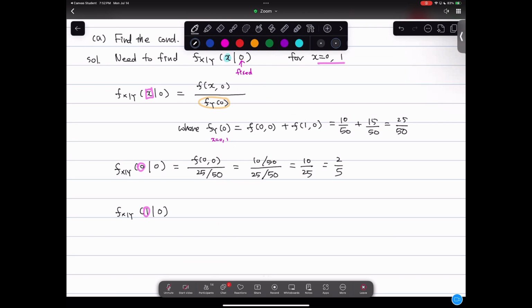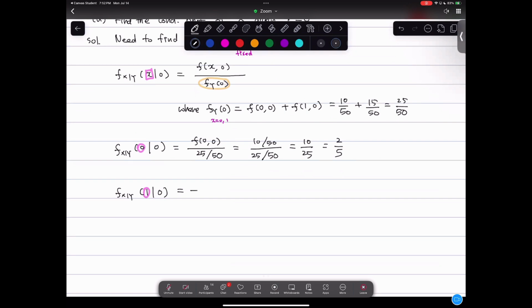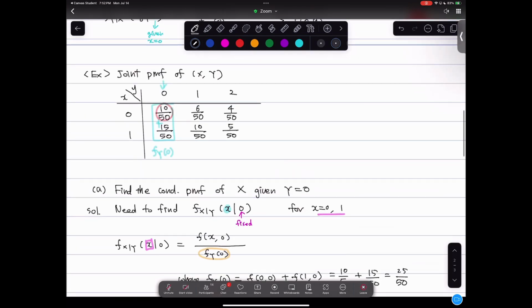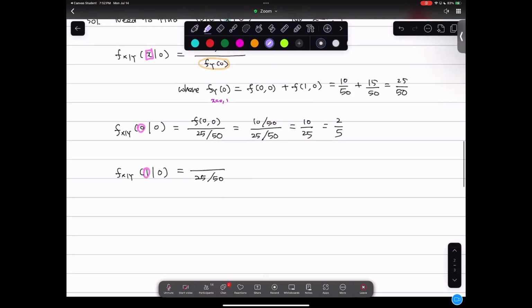And I have the same thing, so let's get this, which means 25 over 50. The numerator, but isn't that the other one also? The other one is this, right here. So this out of the total. So 15 over 50, let's get this. So this is about f of 1, 0. So 15 out of 50 over 25 out of 50, which is, again, 15 over 25, 3/5.